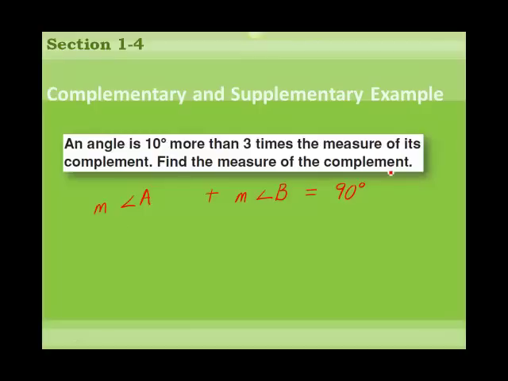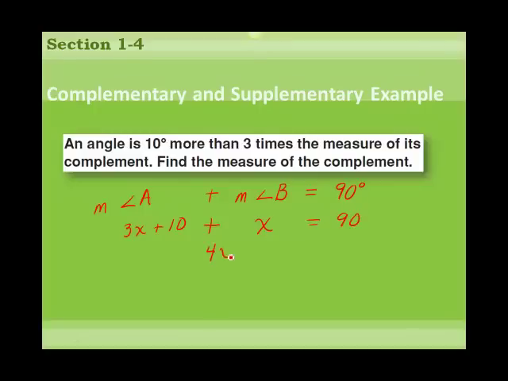An angle, so that's my angle A, is 10 more degrees than 3 times the measure of its complement. So the thing I don't know is the complement, so I'm going to call that X. I know that angle A is 10 more than 3 times the measure of X, so angle A must be 3X plus 10. So this is 10 more than 3 times the complement, and this is the complement, and together those must be equal to 90.